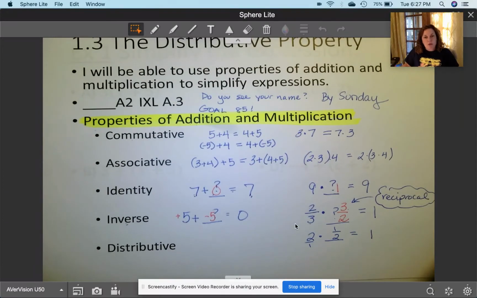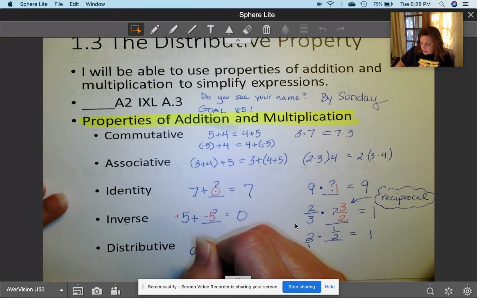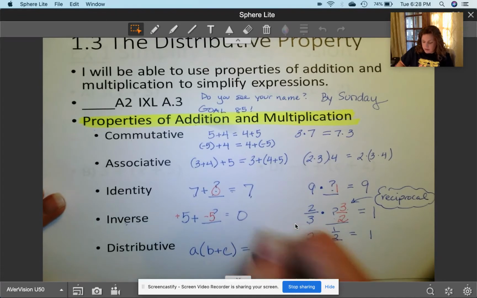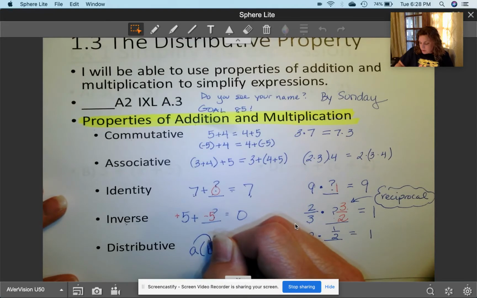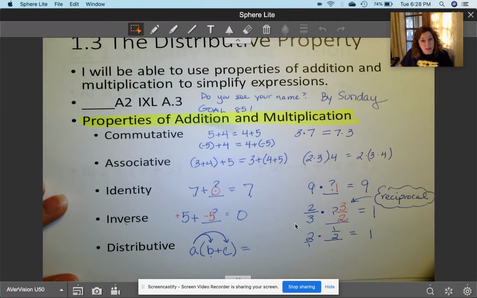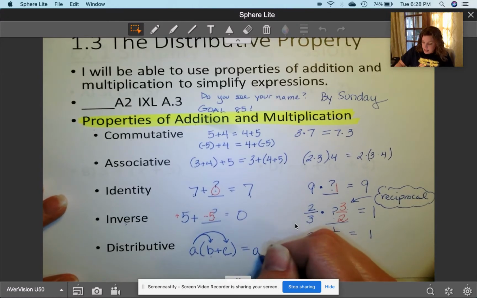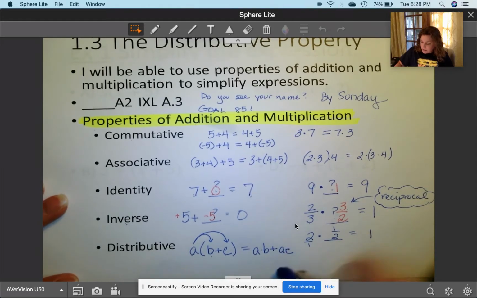And then the distributive property, the actual property looks like this. It says A times the quantity B plus C. Well, sometimes it looks like this. The distributive property says that if you have a number outside as a grouping symbol, then you can multiply that number to both objects inside the parentheses. So that becomes A times B plus A times C. I'm sorry, A times C.